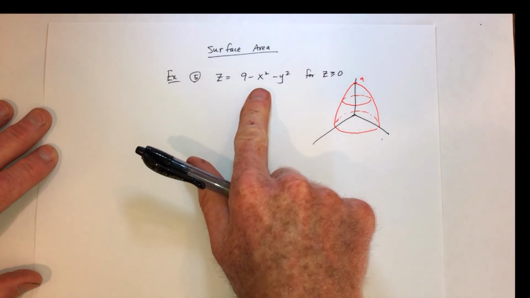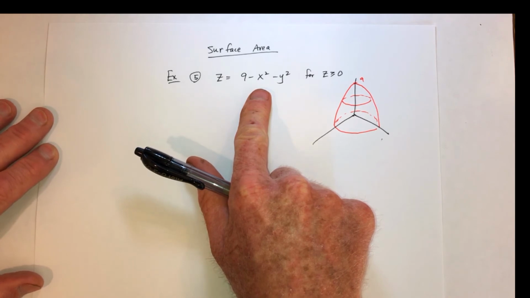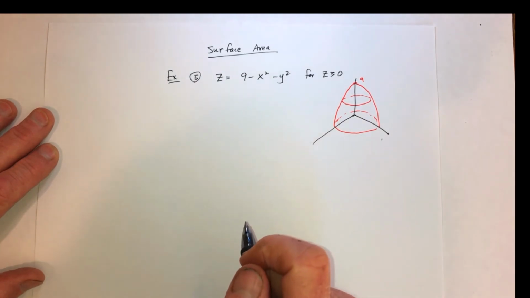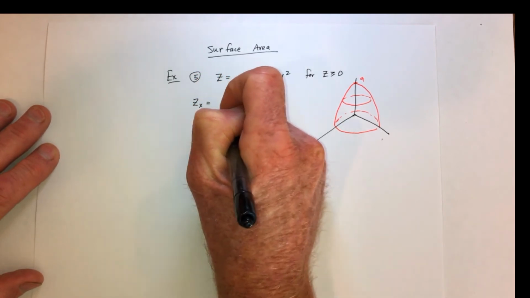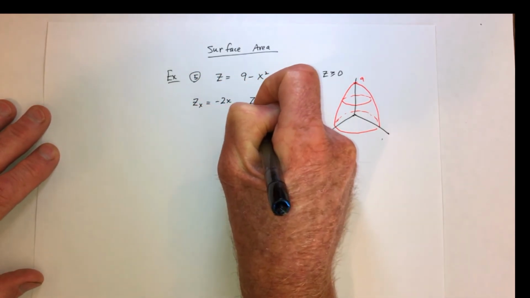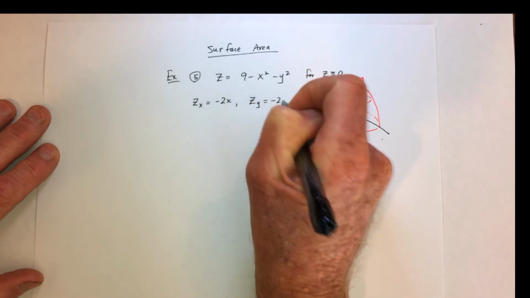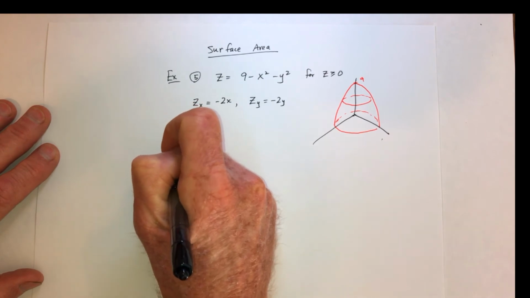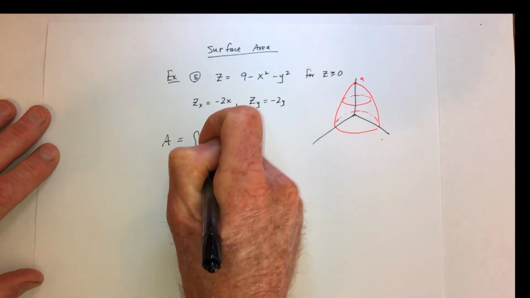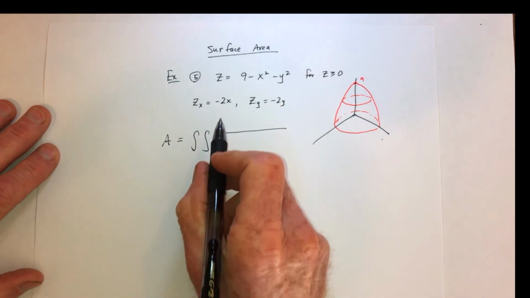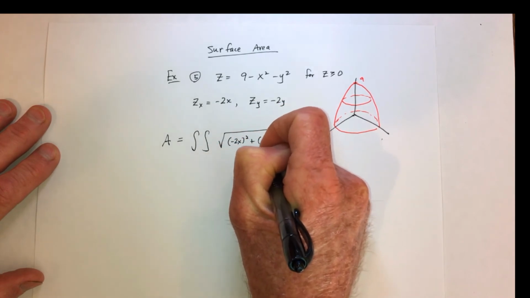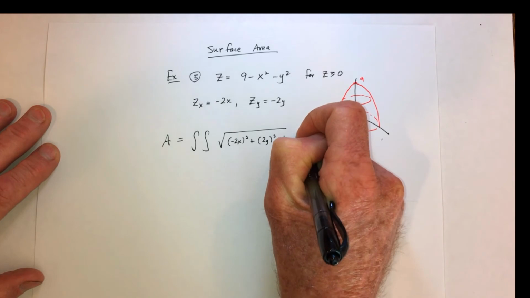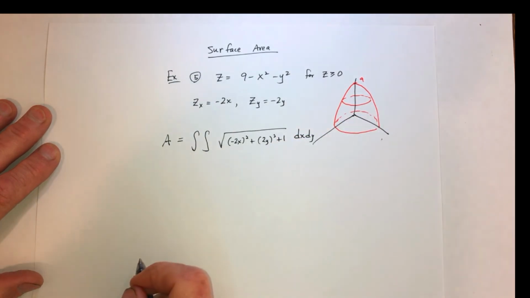So right now this is not in parametric form. So the way that we did it in the past is you take the derivative with respect to x, you take the derivative with respect to y, you square those, add 1 and put it in a square root. So the derivative with respect to x is going to be negative 2x. The derivative with respect to y will be negative 2y. And then the surface area is going to be a double integral. And then you square each one of these. So negative 2x gets squared, negative 2y gets squared, add a 1, and then either do dx dy or dy dx.